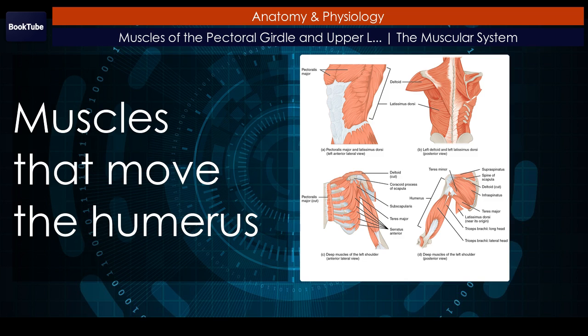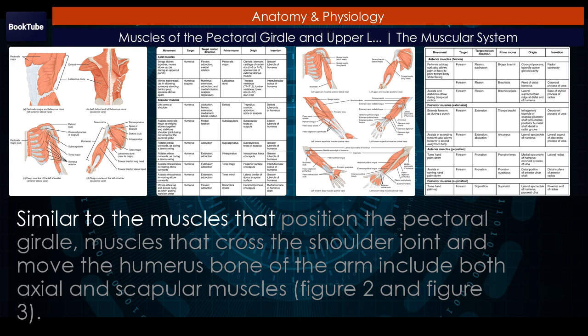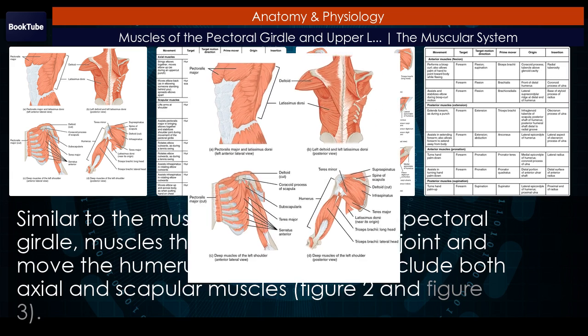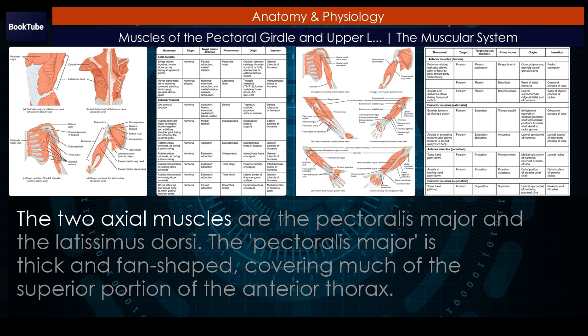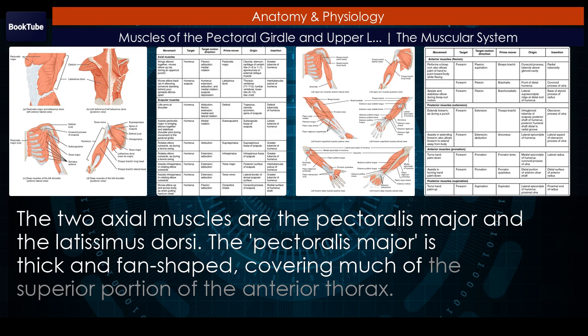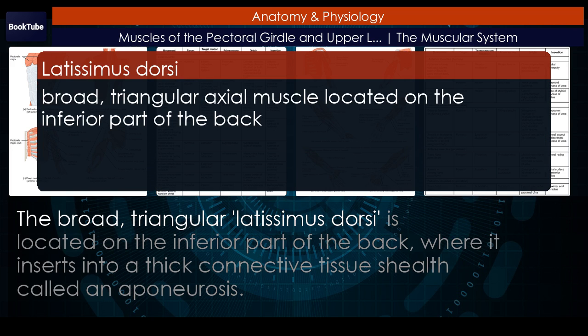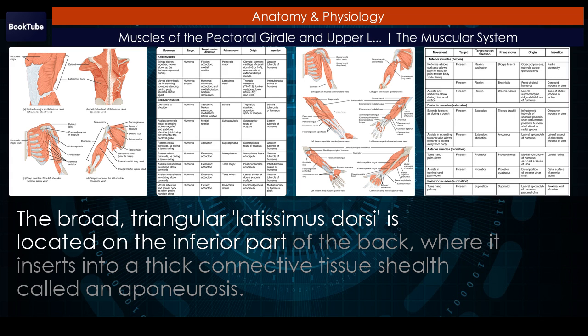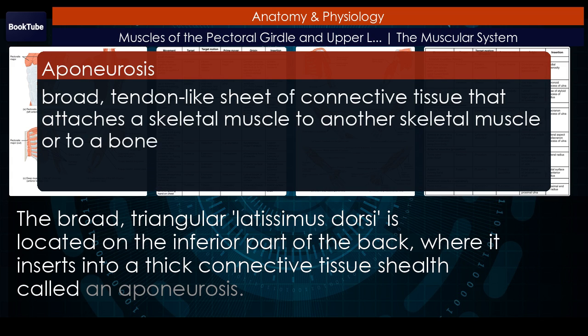Muscles that move the humerus. Similar to the muscles that position the pectoral girdle, muscles that cross the shoulder joint and move the humerus bone of the arm include both axial and scapular muscles. Figure 2 and Figure 3. The 2 axial muscles are the pectoralis major and the latissimus dorsi. The pectoralis major is thick and fan-shaped, covering much of the superior portion of the anterior thorax. The broad, triangular latissimus dorsi is located on the inferior part of the back, where it inserts into a thick connective tissue shelf called an aponeurosis.